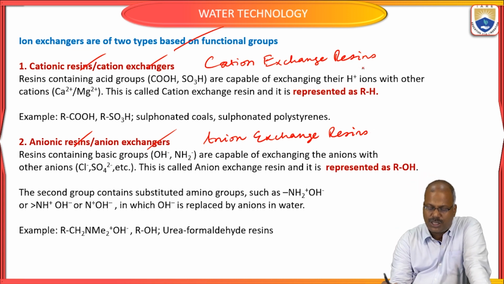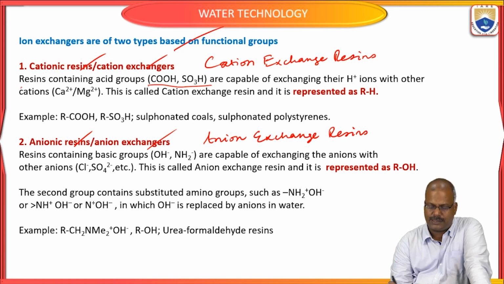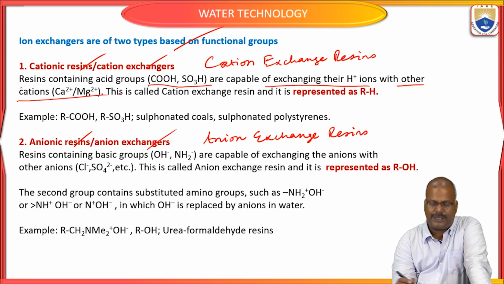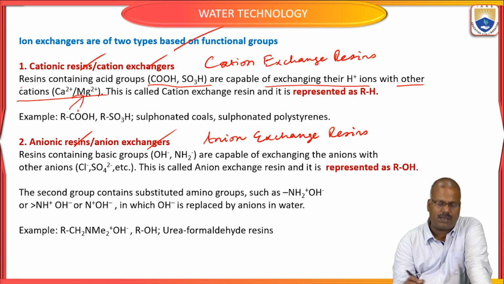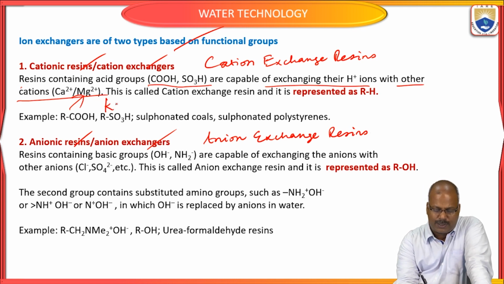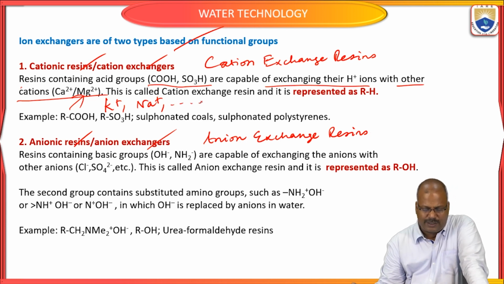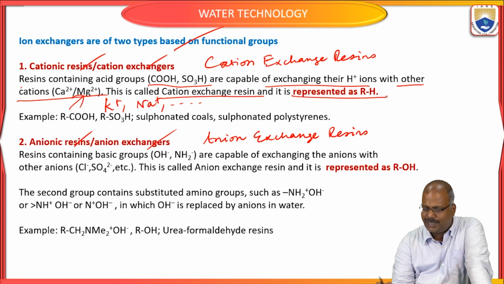In cation exchange resins, resins containing acid groups like COOH and SO3H, carboxylic acid and sulfonic acids, are capable of exchanging their H plus ions with other cations, including calcium or magnesium. Not only hardness causing ions, but also other ions like K plus, Na plus, Fe2 plus, any cation.